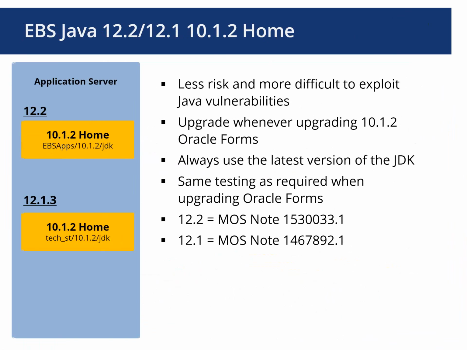On the flip side, again on 12.1.3, there's both a 10.1.3 home and a 10.1.2 home. The 10.1.2 home is for Oracle Forms and Reports. This one is very difficult to exploit, and therefore we really only recommend that you upgrade this JDK when you're actually upgrading Oracle Forms. So when you're doing any of the application server upgrades, you should also be upgrading the JDK just for completeness, but this one's not as important.